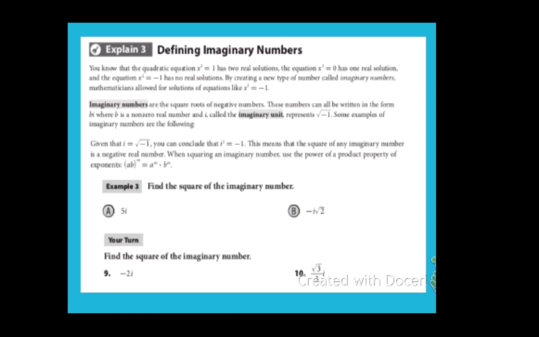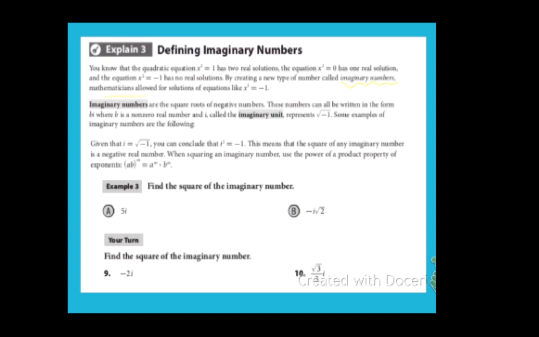So you know that the quadratic equation x squared equals 1 has two real solutions. Of course, it would be positive and negative 1. The equation x squared equals 0 would just have one real solution because 0 has only one square root. And the equation x squared equals negative 1 has no real solutions. But by creating a new type of number called imaginary numbers, mathematicians allowed for solutions of equations like this.